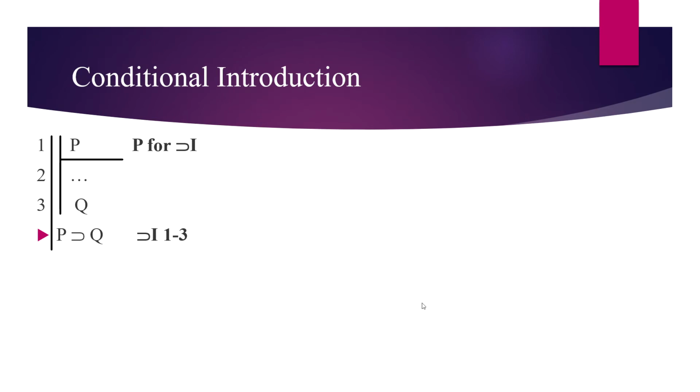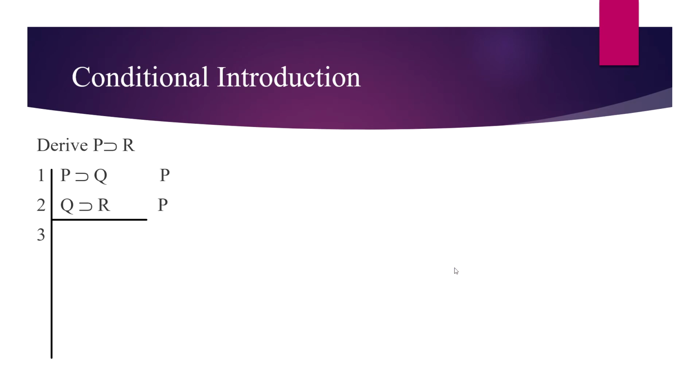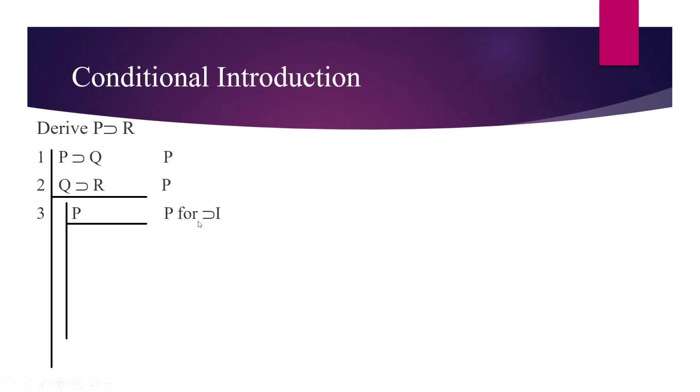So now let's look at a problem. We're trying to derive if P then R from the premises if P then Q and if Q then R. We can do this using conditional introduction. Since we're trying to derive if P then R, we're going to assume that antecedent P and then try to get R inside our subderivation.